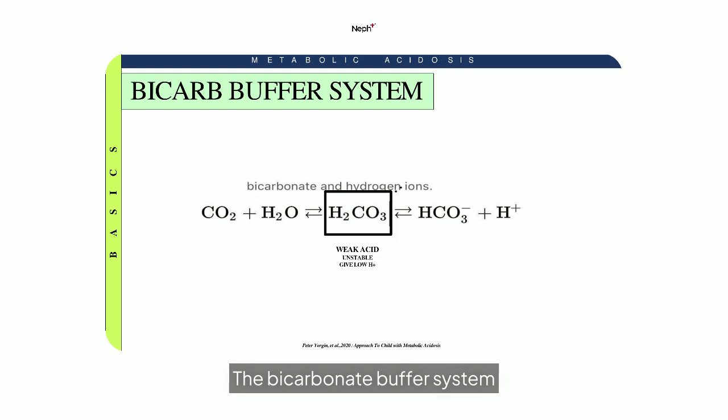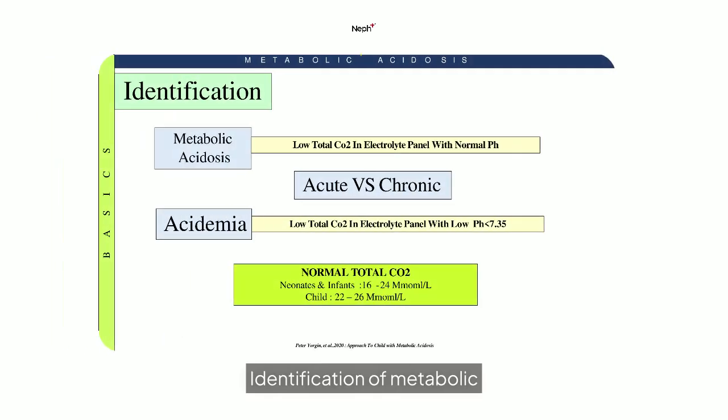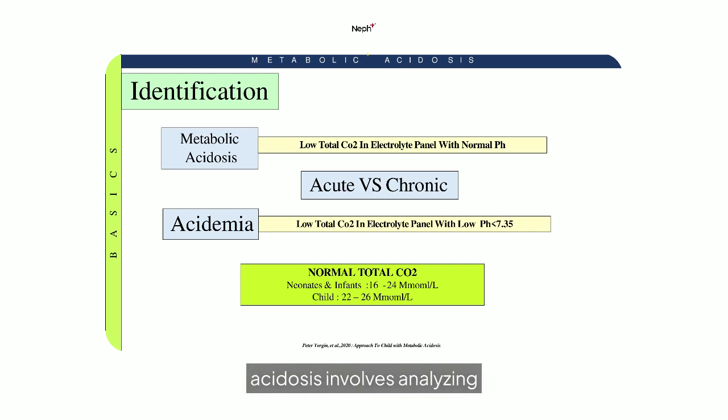The bicarbonate buffer system is essential in maintaining acid-base balance. It involves the conversion of CO2 in water into bicarbonate and hydrogen ions, stabilizing pH levels. This system is crucial in managing metabolic acidosis. Identification of metabolic acidosis involves analyzing total CO2 levels and pH. Differentiating between acute and chronic conditions is vital. Normal CO2 levels vary by age, with specific ranges for neonates, infants, and children.